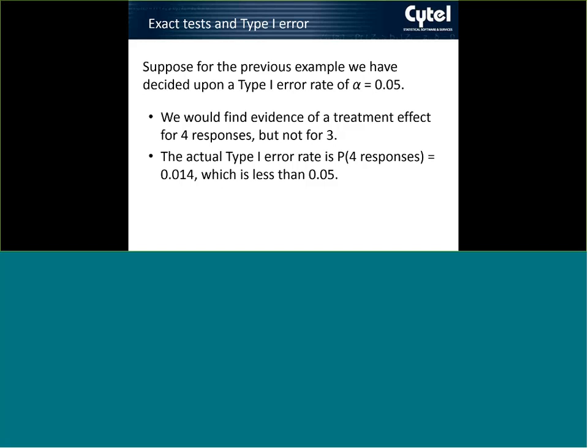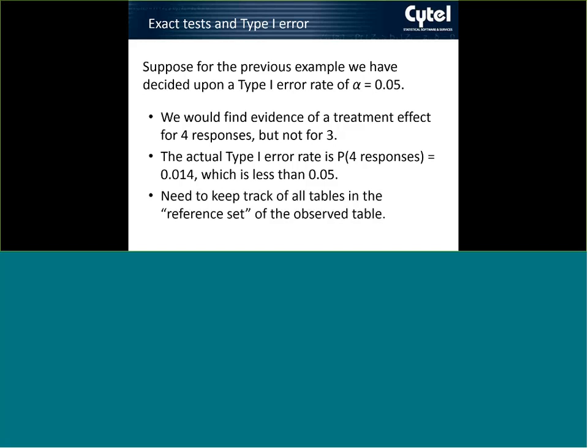For this reason, these sorts of exact methods are sometimes referred to as conservative, in the sense that the actual type 1 error rate, because of the discreteness of the distribution of the data, because there are only a finite number of p-values we can observe, is generally going to be less than the nominal type 1 error rate that I've set in advance.